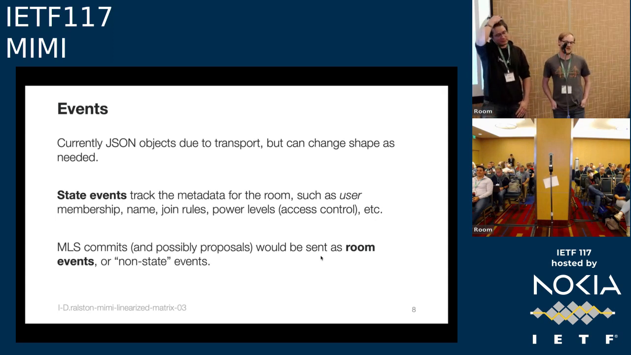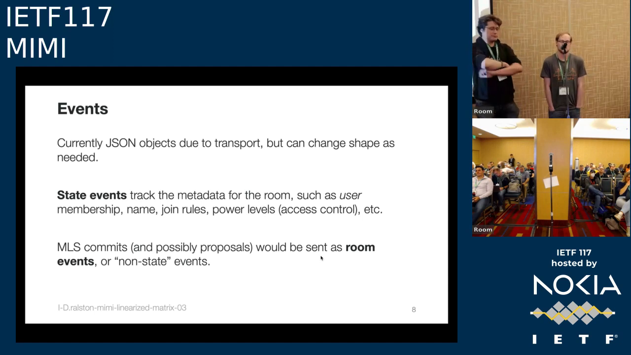There we go. Yeah, so events are currently what is used in Matrix. They are effectively JSON objects and are just thrown around the transport, but they can change shape. Like, they don't need to be JSON objects. There's a lot of base64 encoded binary in there, which would obviously be represented better with, say, binary. But overall, state events track the metadata in the room.